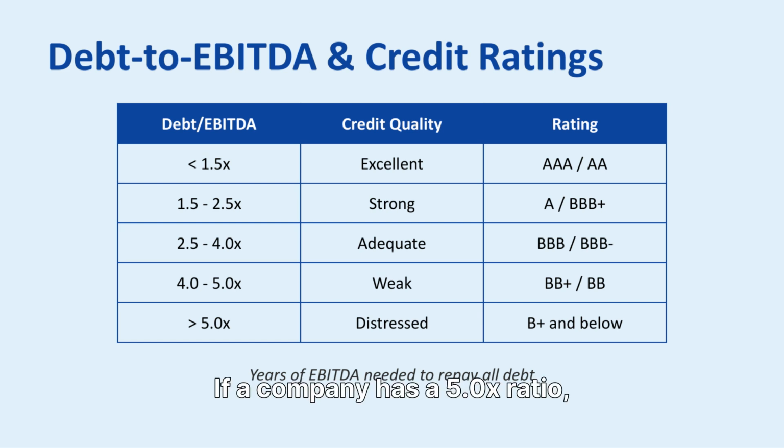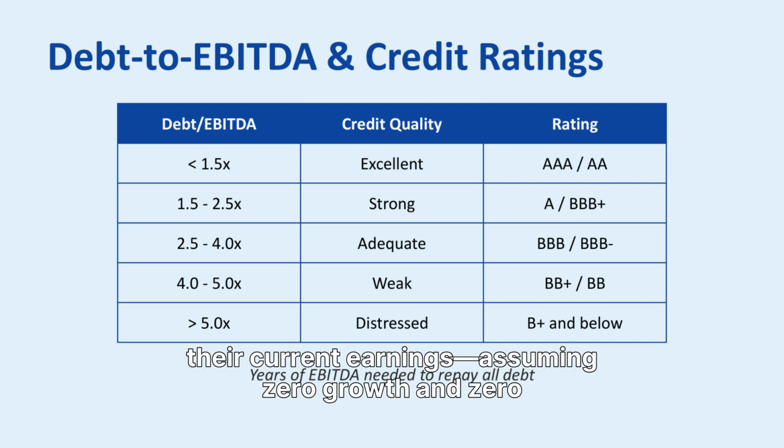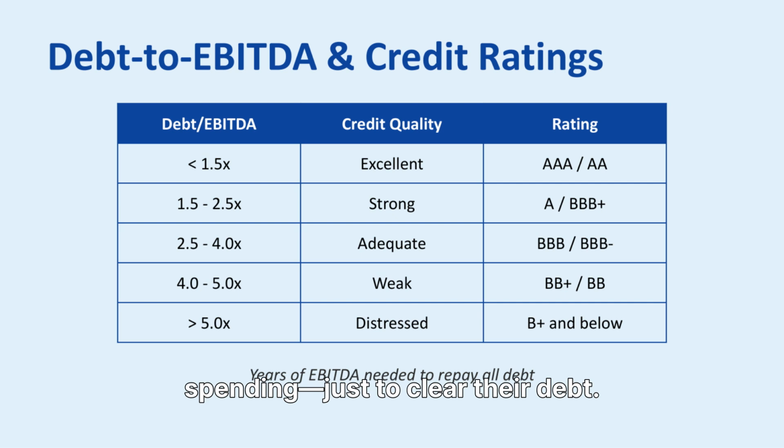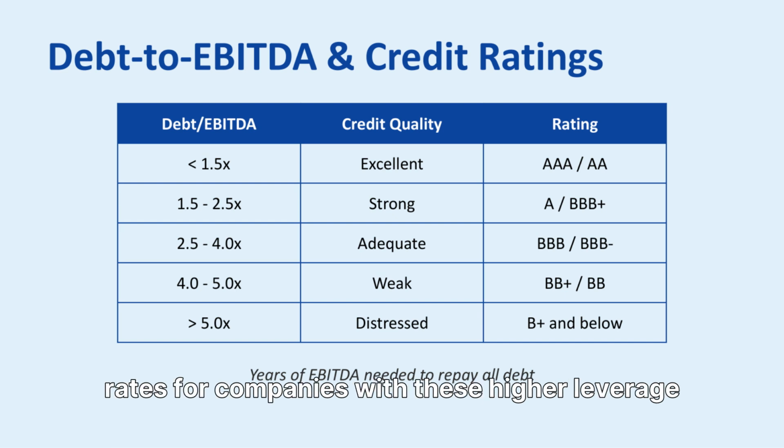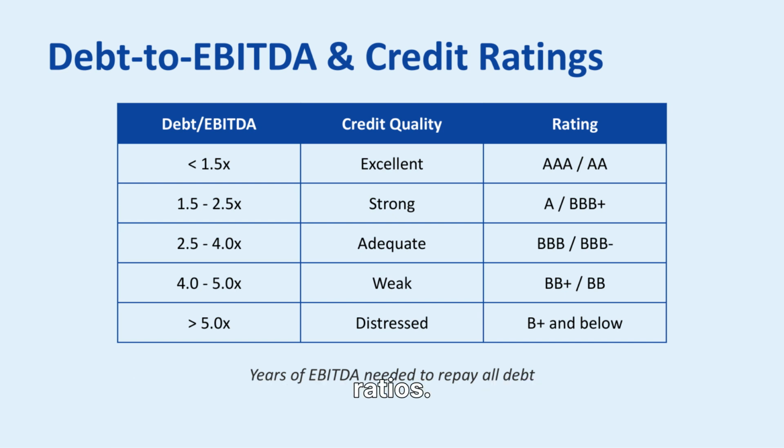If a company has a 5.0x ratio, it would take 5 full years of their current earnings, assuming zero growth and zero spending, just to clear their debt. That leaves very little room for error. This is why investors demand higher interest rates for companies with these higher leverage ratios. It's a direct price for risk.